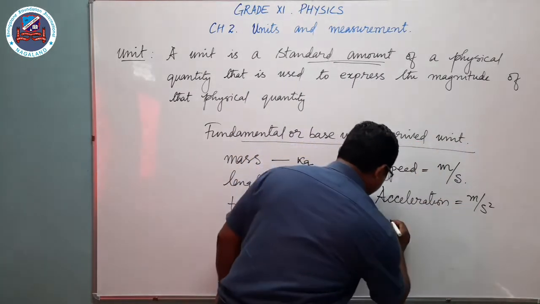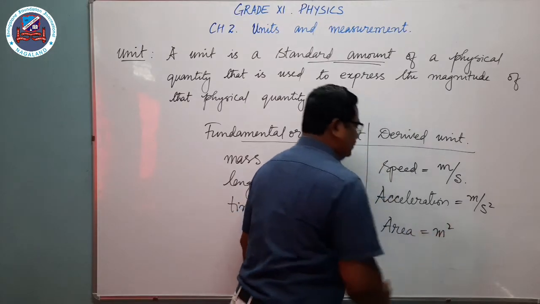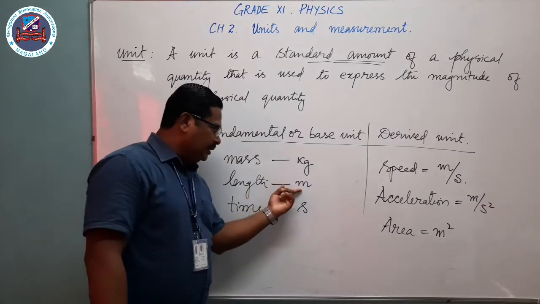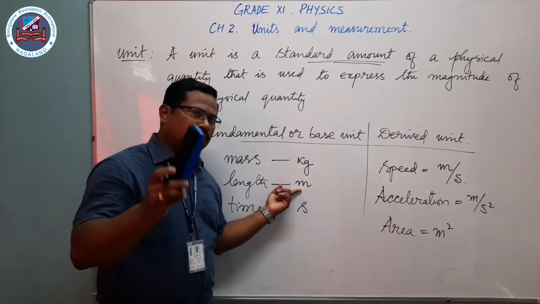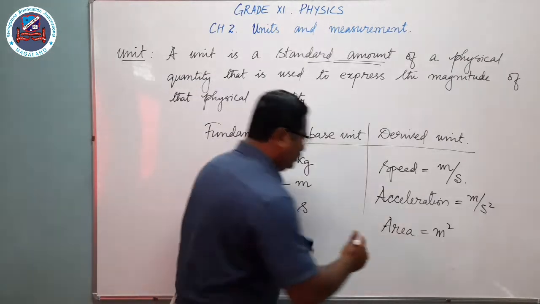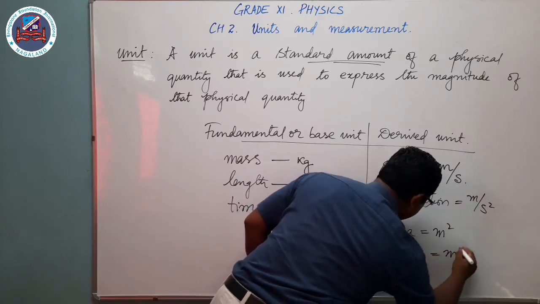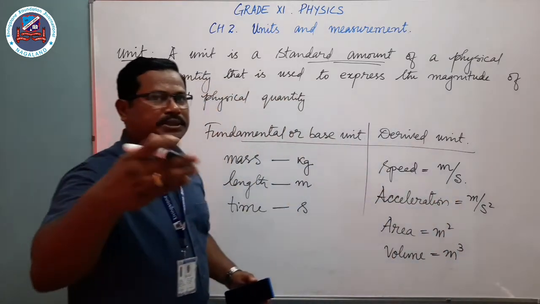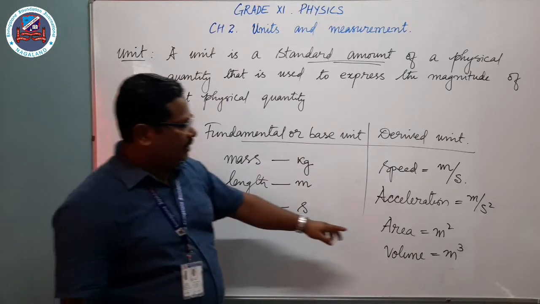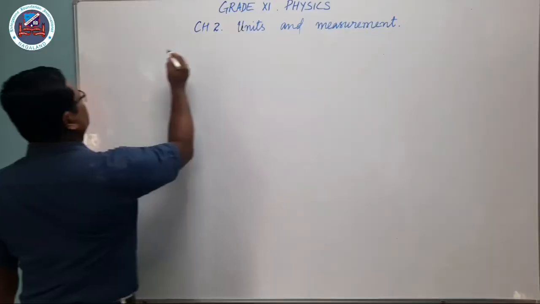Suppose an example, area. Area will be represented with meter square. We are using the same base unit, but we are using it two times. So when we use it two times or more than two, suppose say volume. Volume we write as meter cube, meter into meter into meter. Three times I have taken. So in that case, the units will be called as derived unit.